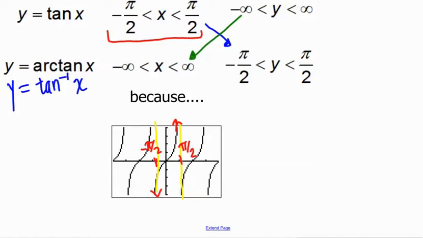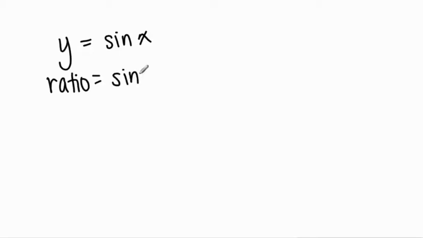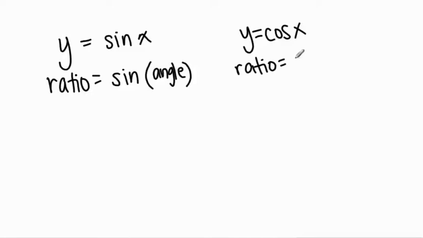So what does this all mean? Well, let's make sure that we understand what it means to say y equals the sine of x. When I say y equals the sine of x, that means a ratio is equal to the sine of an angle. And this is true when I say y equals cosine of x, the same thing. A ratio is equal to the cosine of an angle.